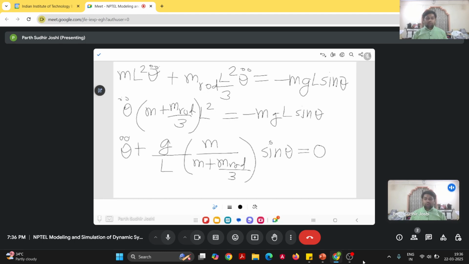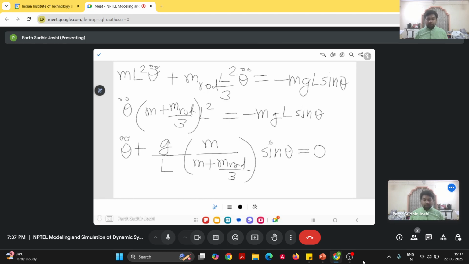So now what we do generally to linearize this particular differential equation. So we generally assume small oscillations of theta with respect to the vertical. So for that we generally assume sin theta is nearly equal to theta, and then this becomes a linear second order differential equation with constant coefficients which can be solved easily. So we know the general solution for this.